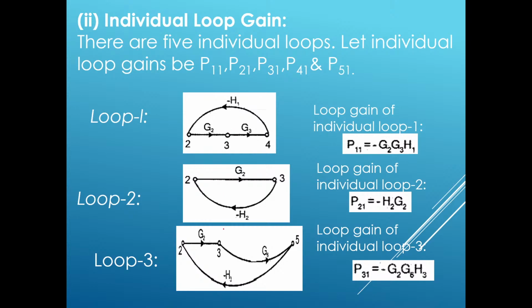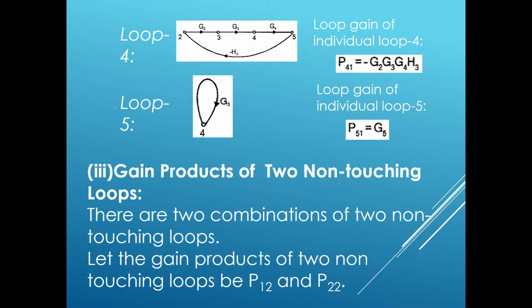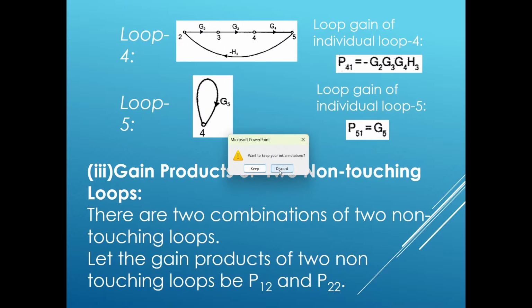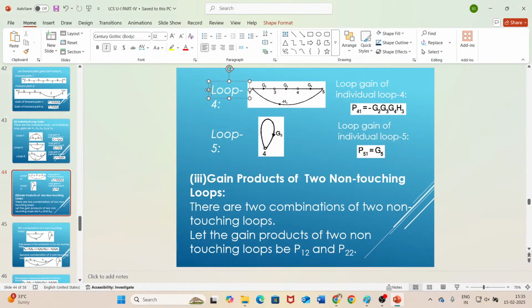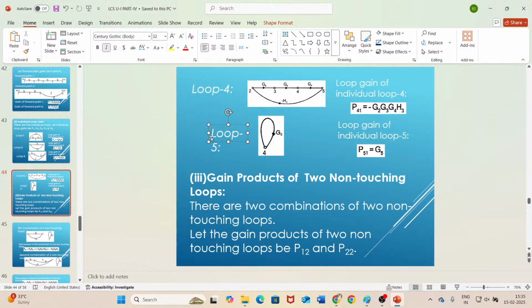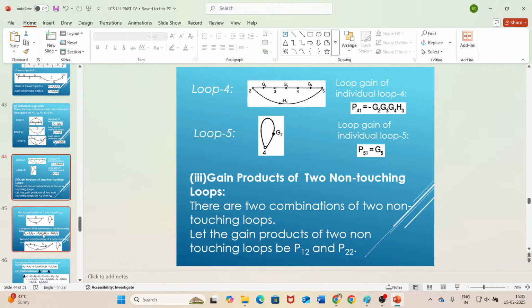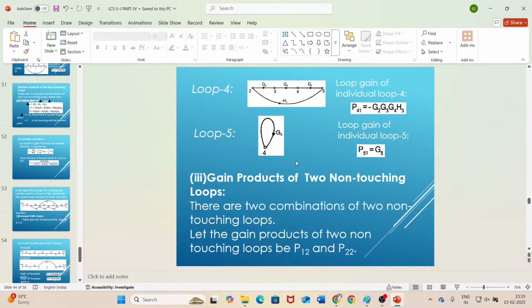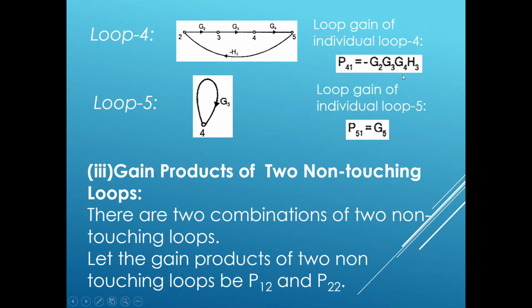So these are the loops, 3 loops and their loop gain values. Loop 1, loop 2 and loop 3. Similarly, loop 4, I will just make some modifications here. Okay, leave it. I wanted to do something else. I will do it later. So these are loop 4.